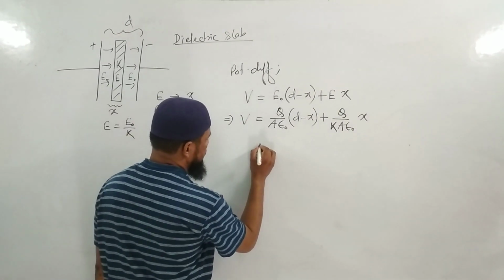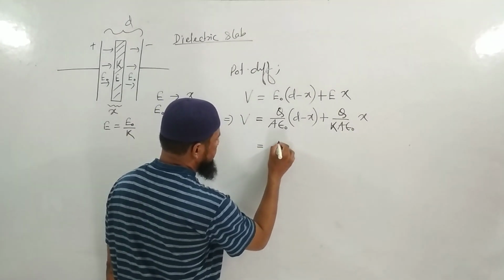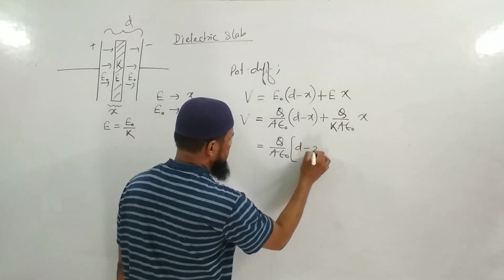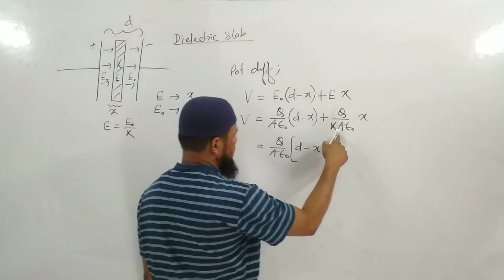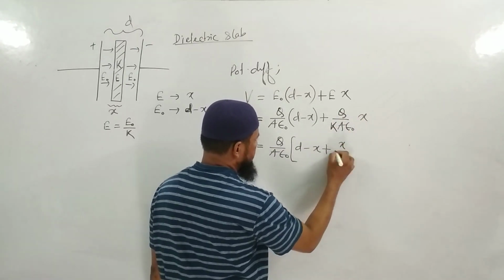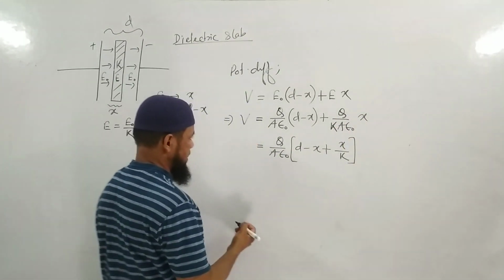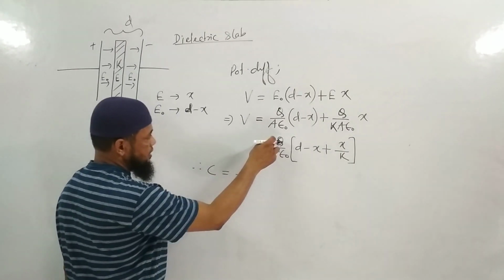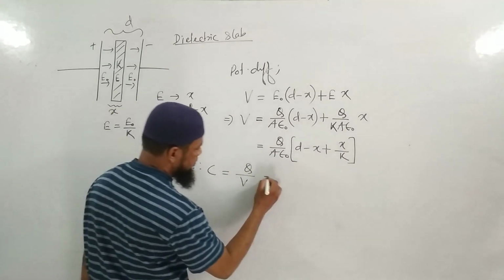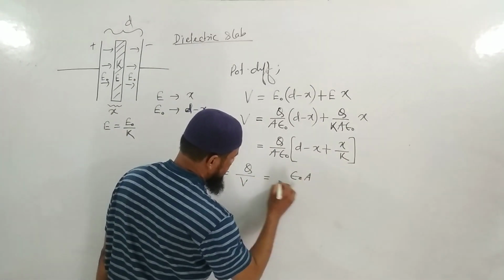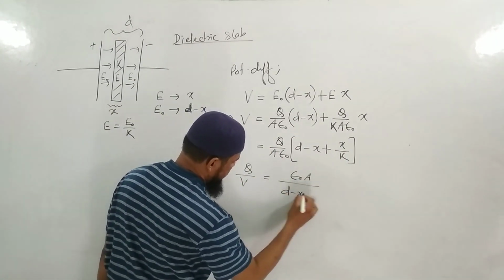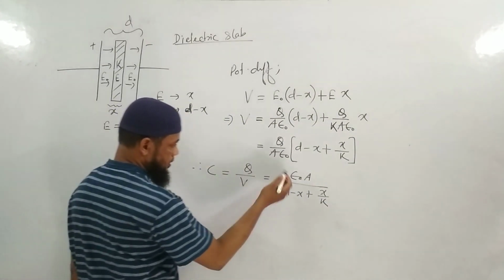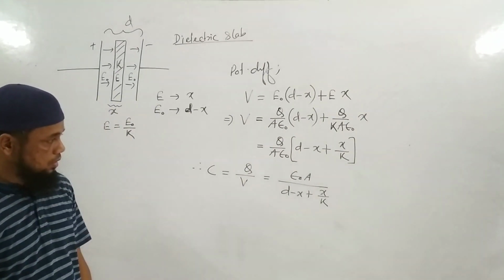Okay, so if we take common Q divided by A epsilon naught, what will remain here? D minus X. What will remain here? X by K. Therefore, capacitance of the system is nothing but Q divided by V. This will come epsilon naught A divided by D minus X plus X by K. This is the capacitance of the system.